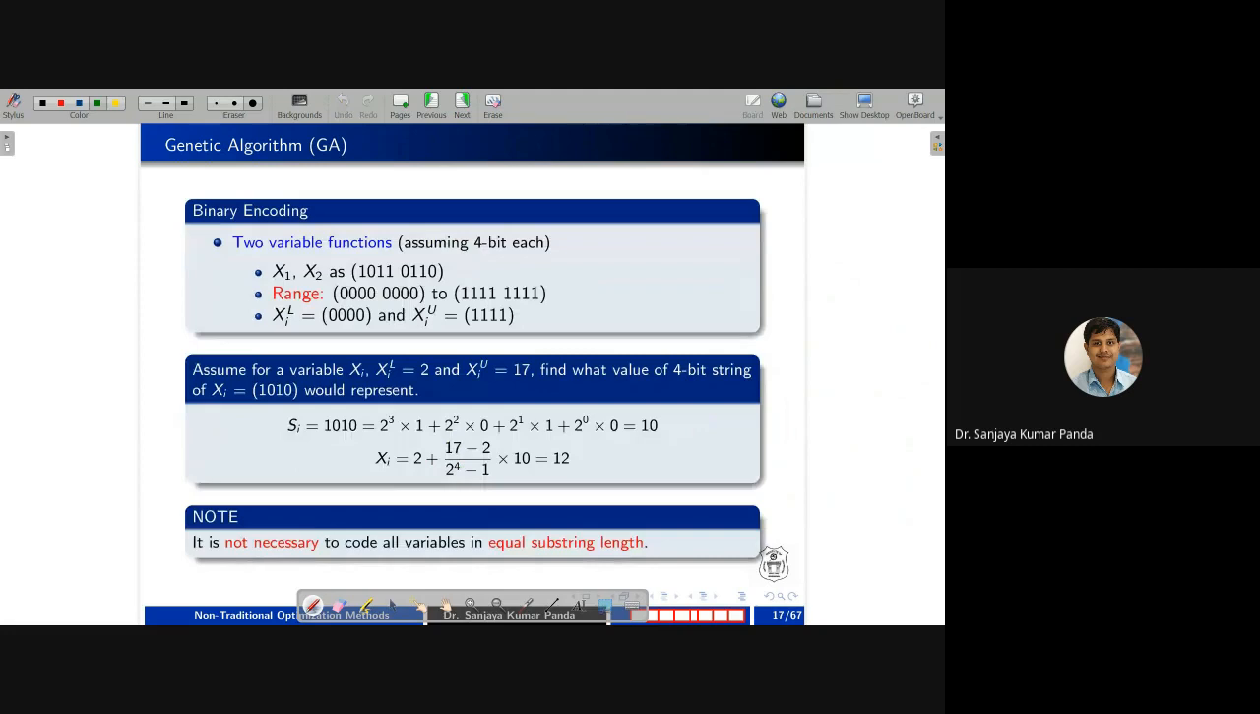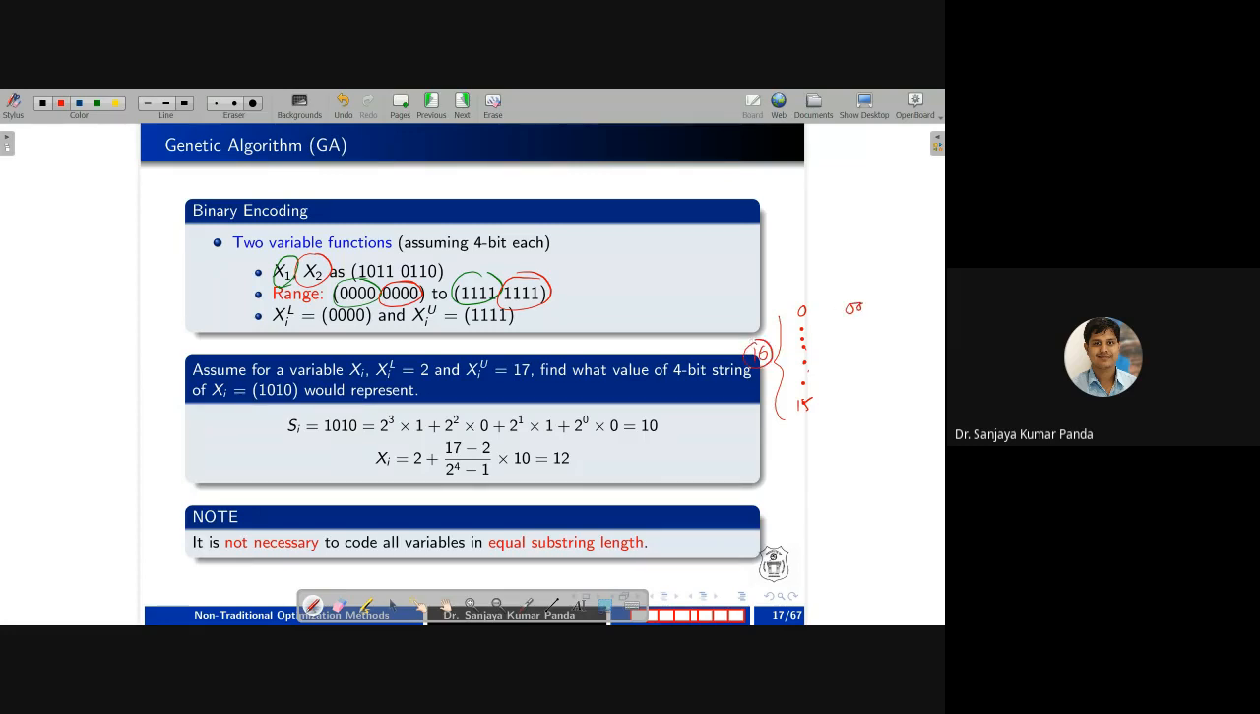So here you can see we have taken 2 different variables, one is x1, another is x2. The range of x1 is all zeros to all ones. Similarly, the range of x2 is all zeros to all ones. The values may be anything in between, right? Each variable is represented in 4-bit, right? So if there are 16 items, you can say 0 to 15, total 16 different items.